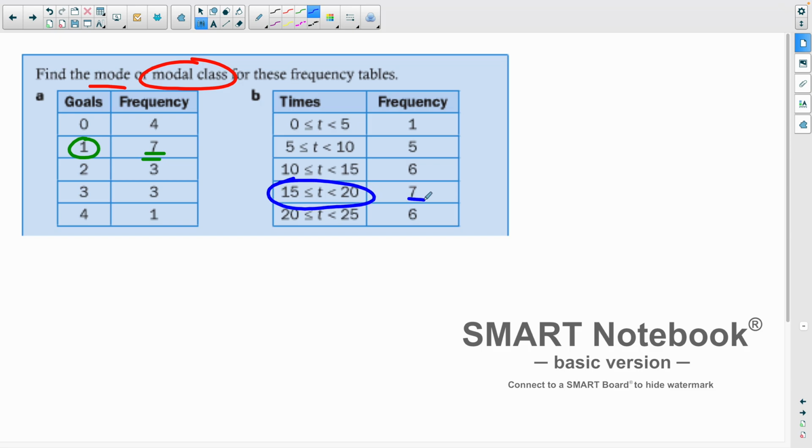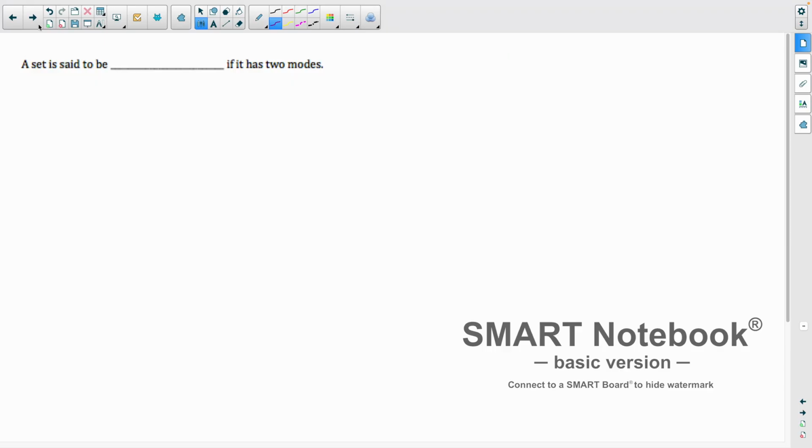Okay? Now, what if this happened? In this experiment I did, what if something was wrong about this one and I had to throw that out? Now what's my modal class? Either the 10 to 15 or the 20 to 25. I have 2 that tied. What we refer to that is this data set is bimodal. So we would list both of them. If the data set has 2 modes, it would be bimodal.